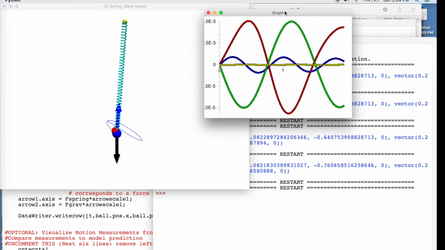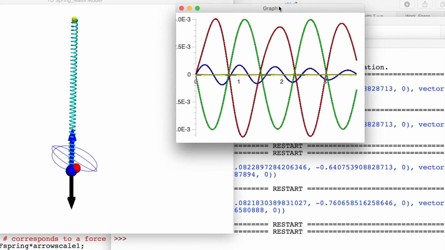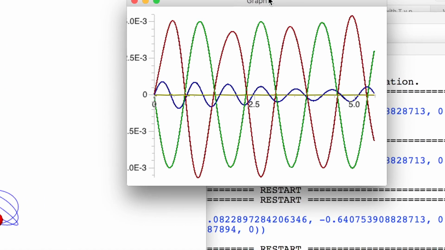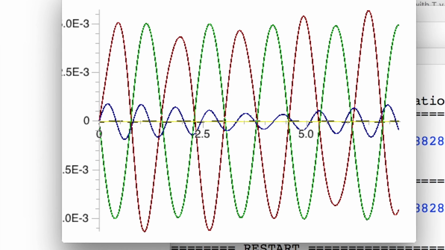In the graph, you can see the total change in energy in yellow, which is equal to 0. The change in kinetic energy is blue, while the changes in spring and gravitational potential energy are red and green respectively. These appear to be roughly equal in magnitude.